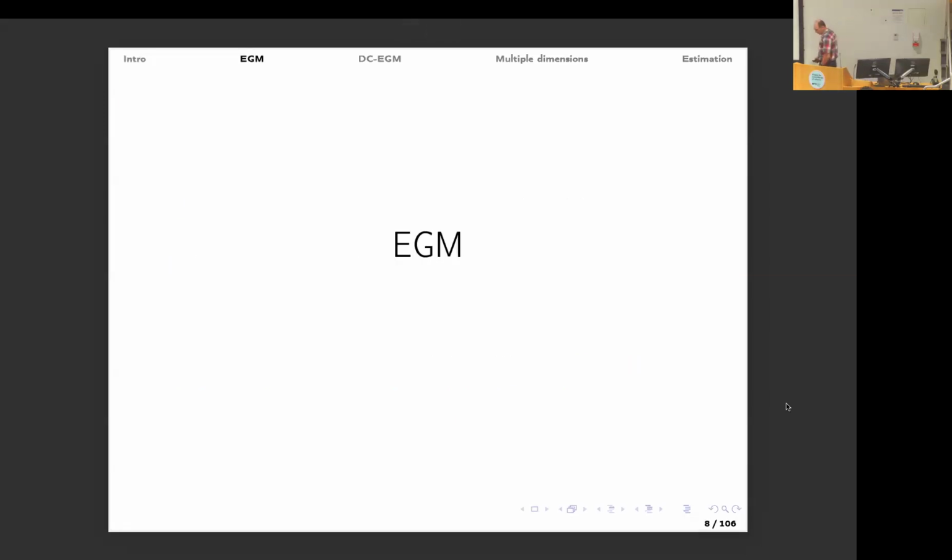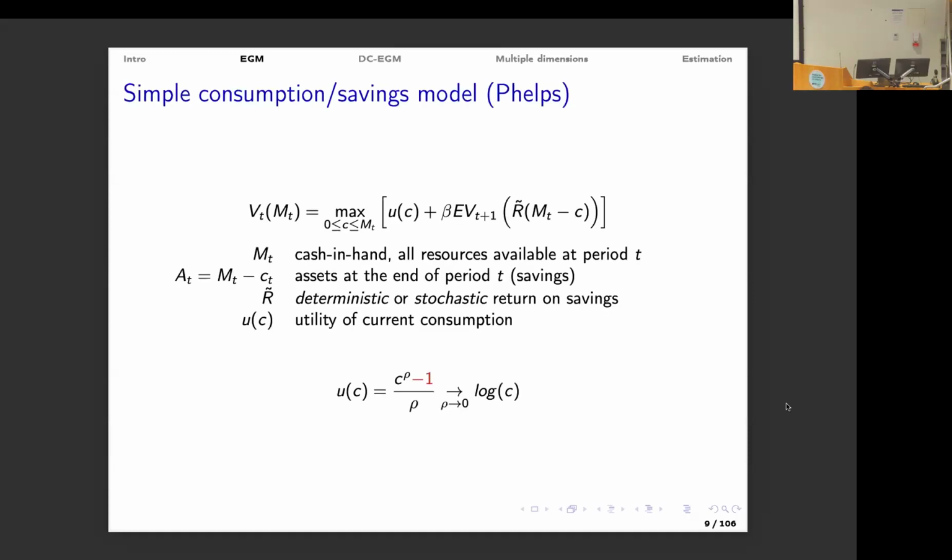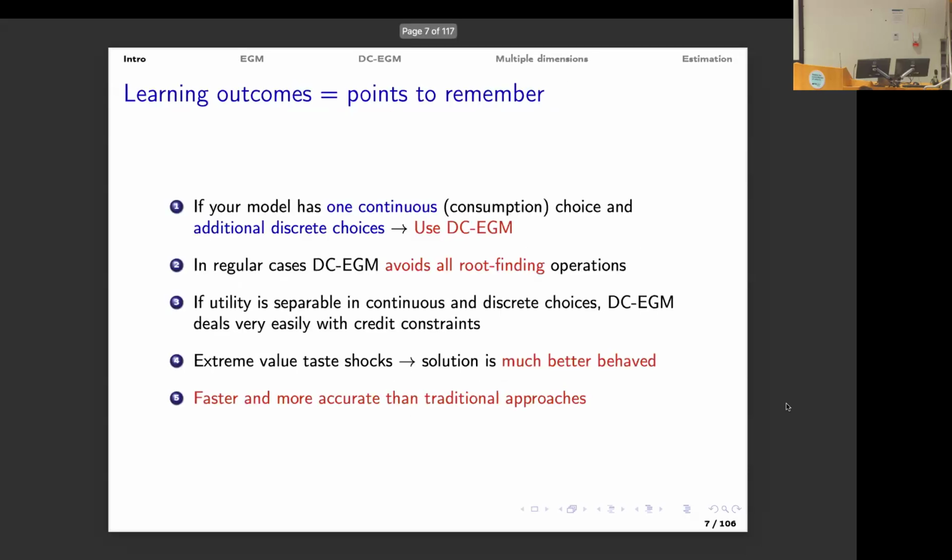All right, let's start with EGM. Consider this really, you know, Econ 101, 201. Oh, question. Going back. I will point to the papers which laid out explicitly. Yeah.